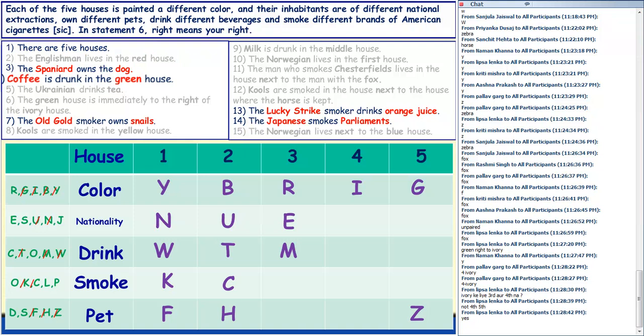Then coffee is drunk in the greenhouse. We already know which house is green. House number 5. So coffee is drunk in the greenhouse. So greenhouse में mark coffee here. That is also done. Now next statement अभी भी 4 बच्चे में इन्हें यूज करते हैं.